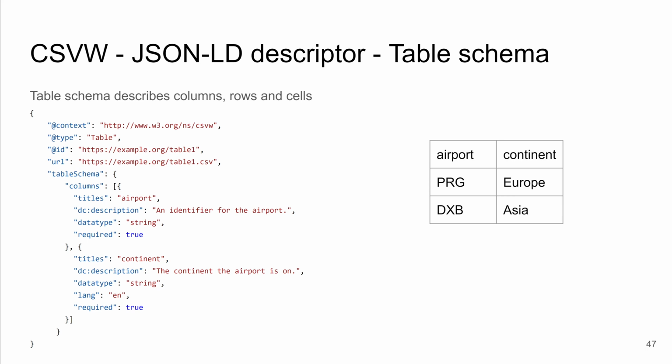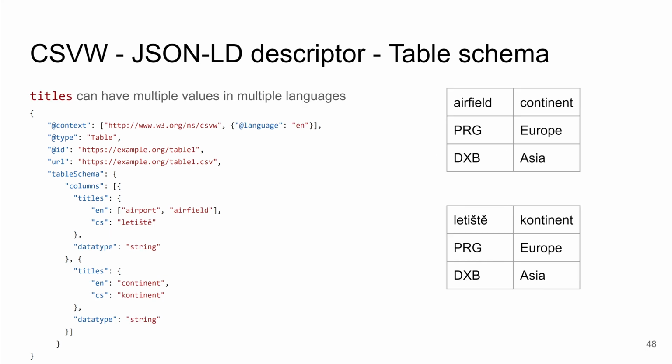And the same goes for continent. In this case, the continent has also the language defined to be English. And again, it is required. Now we'll add multiple values to the titles key.